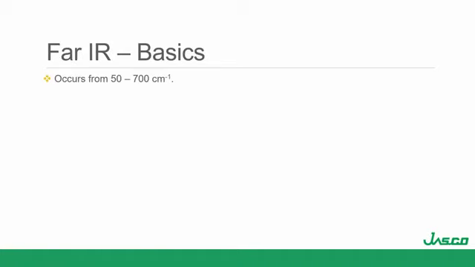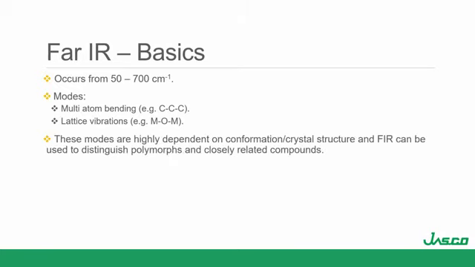So for far IR, it occurs from 50 to 700 wave numbers. The modes are multi-atom bending modes and lattice vibrations. The bending mode would be something like carbon-carbon-carbon bending. The lattice vibrations would be metal-oxygen-metal. And these modes are really dependent on crystal structure, so they can shift, or you can have two modes. It makes it very useful in being able to distinguish polymorphs and closely related compounds, which I'll show you one in a second.